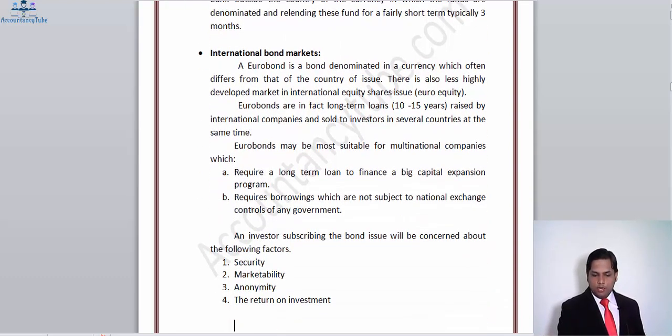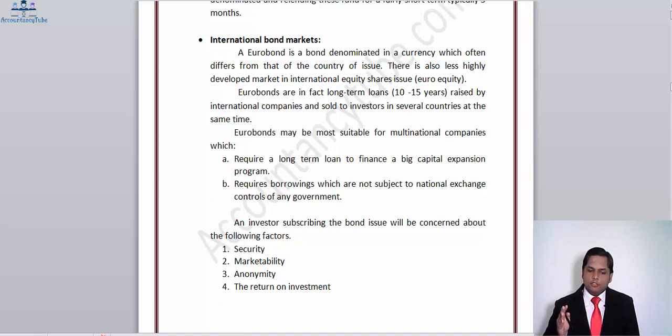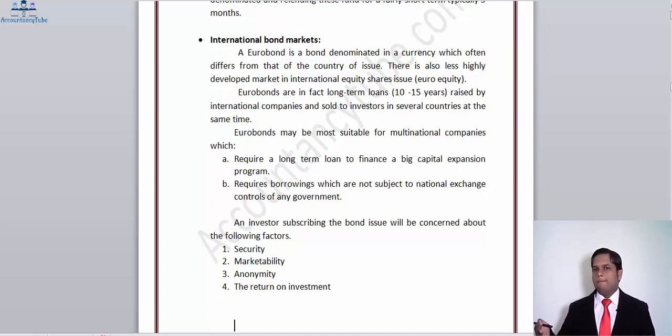Then we have got the international bond market. Well, it's a different thing. The international bond market is basically a euro bond market, or bonds denominated in a currency which often differs from that of the country of issue. For example, Malaysia wants to issue euro bonds. It will issue the euro bond in dollars, not in Malaysian dollars but in US dollars. So here the bond is called a euro bond because it differs from the currency in which it basically operates.